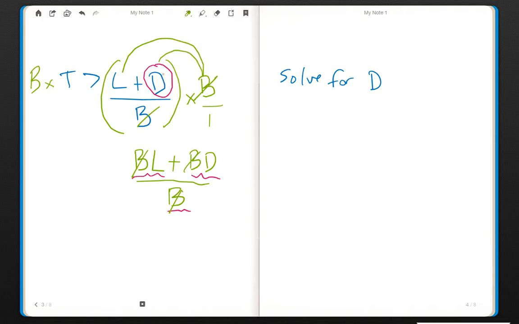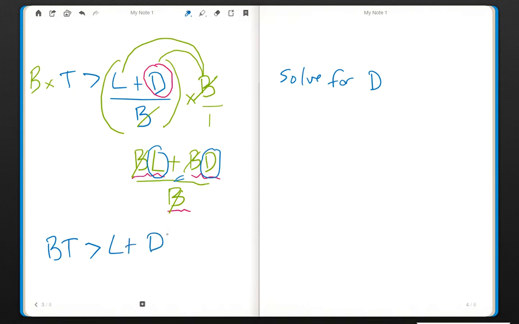We're left with b times t is greater than, and we haven't divided by anything or multiplied by any negative number, so our inequality stays the same. And what are we left with down here? L plus d, that's all that's left. L and d, and this plus sign right there. So it's just bt is greater than L plus d.